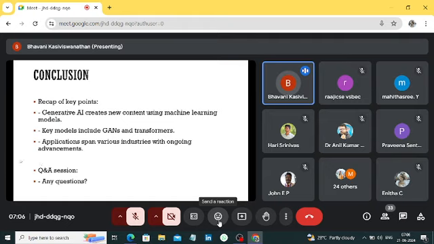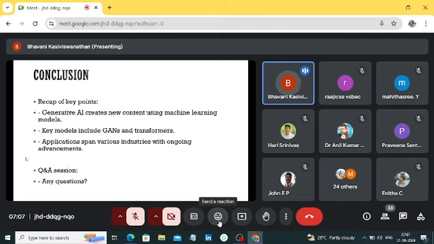And the conclusion is: generative AI creates new content using machine learning models. Yes, they are using machine learning models only, nothing different. Machine learning is a subset of artificial intelligence. Deep learning is a subset of artificial intelligence. Inside deep learning, we have recurrent neural networks and convolutional neural networks. Inside machine learning, we have linear regression, logistic regression, and so many regression techniques.